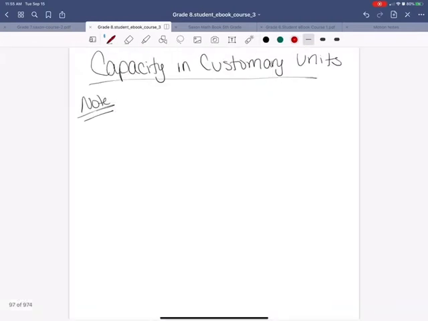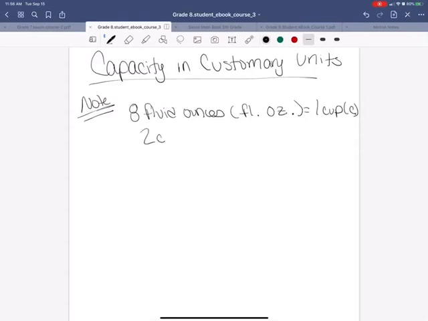Next page is capacity in customary units. So here we know that if we have 8 fluid ounces, which is abbreviated as FL period OZ period, equals 1 cup. And cup is just C period. All right, that's one thing you should know. Then we have 2 cups equals 1 pint. And pint is abbreviated PT period.